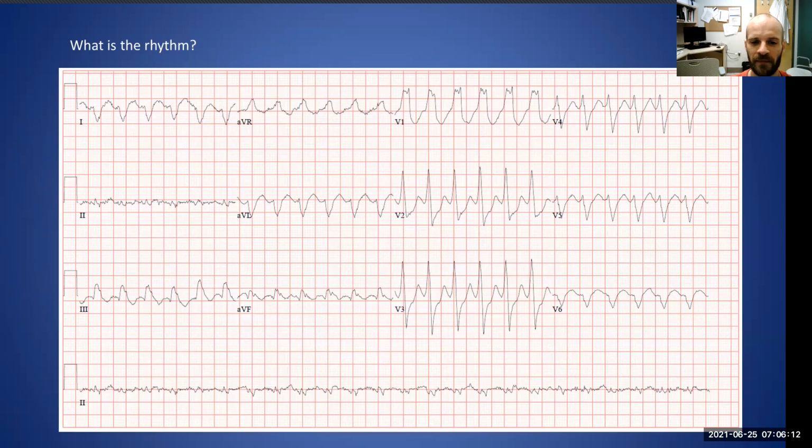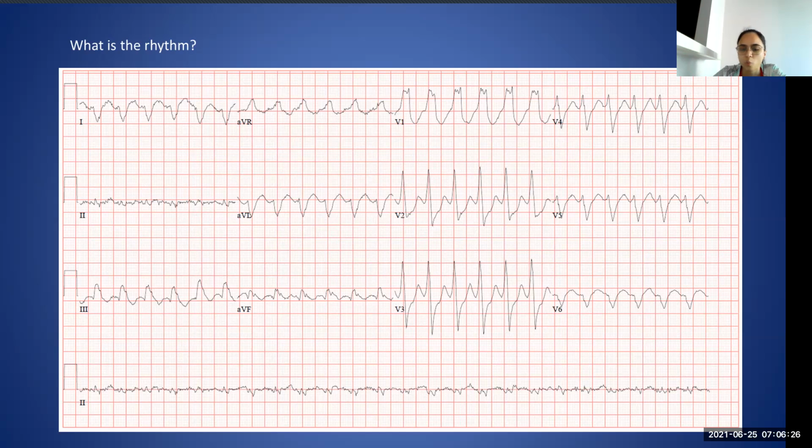What's the rhythm here? I can try. Excellent. So it is regular. Yeah. And the QRS complexes are wide. Yeah. And the rate is around 150 beats per minute. Yeah. I think it is most likely monomorphic VT. Excellent. Very good. You're absolutely right. So for bonus marks, what's the axis?